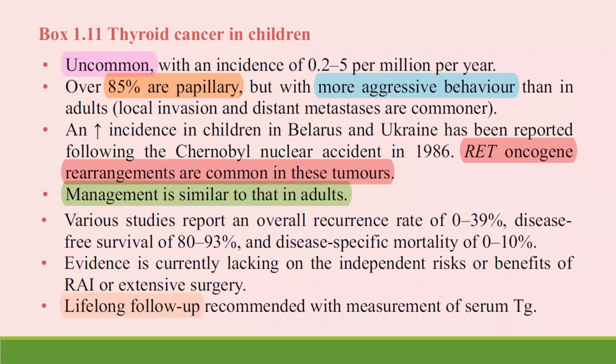The American Thyroid Association published very important guidelines about thyroid nodules and cancer in children in 2015. And also lifelong follow-up is recommended, with measurement of serum TG as in adults.